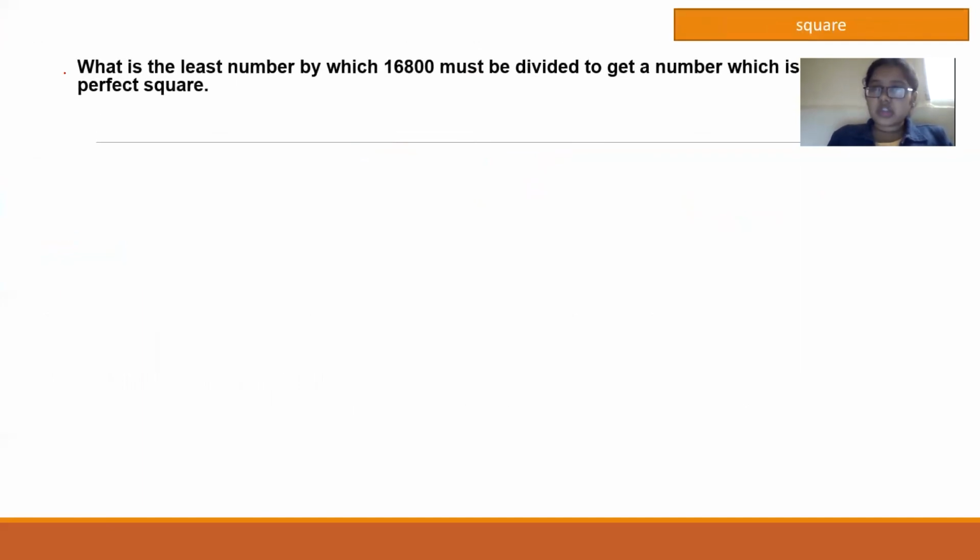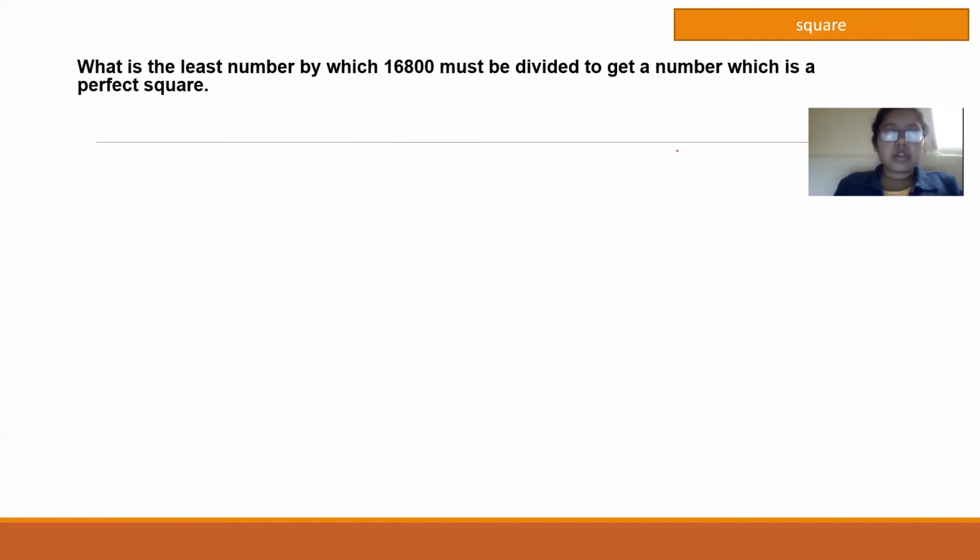Moving to the next question. This is a question based on the square. Let's take a look at the question. What is the least number by which 16,800 must be divided to get a number which is a perfect square? We have to find the perfect square. Options have been given to you. Four options: 42, 40, 21, 24.